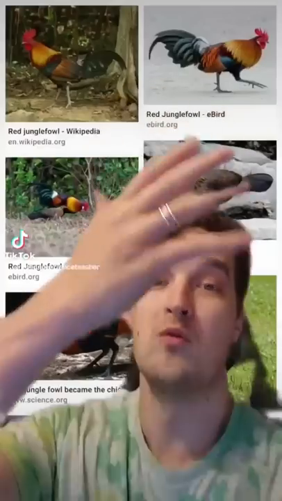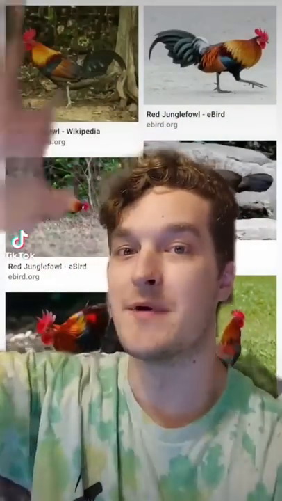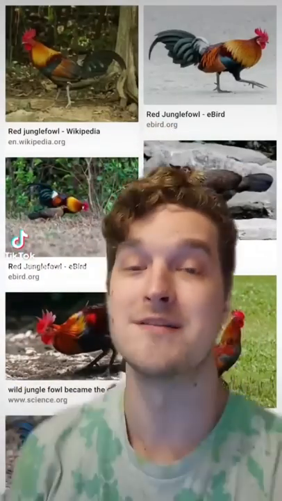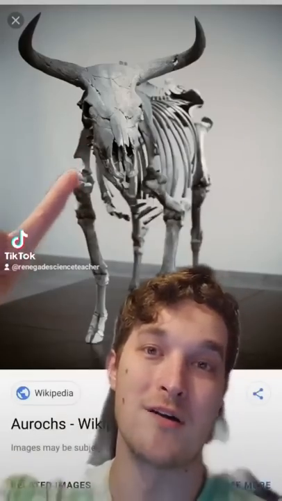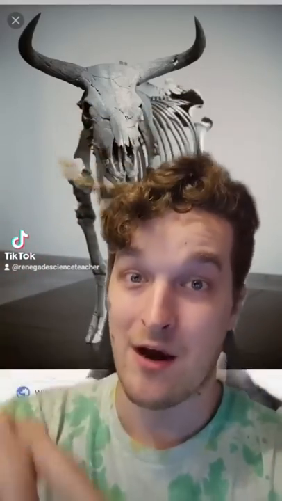Chickens and cows, where do they come from? Behold the red jungle fowl, Gallus gallus. These guys are endemic all across Southeast Asia, and these are the ancestors of modern chickens, aka Gallus gallus domesticus. And this guy is called an aurochs. They come from the Middle East, although they are now extinct. This is Bos primigenius, and it is the ancestor of the domestic cow, Bos taurus.